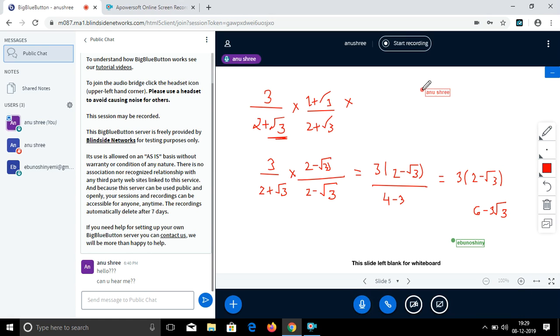So I'm giving you a question, simplify this or rationalize the denominator. Solve this one.